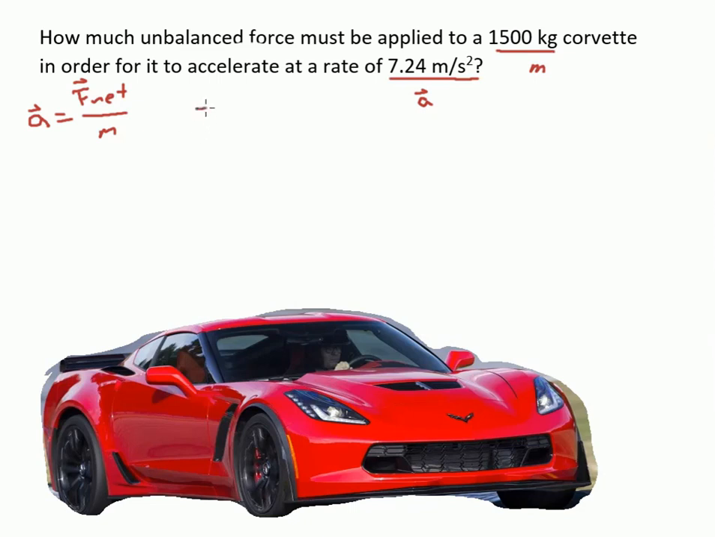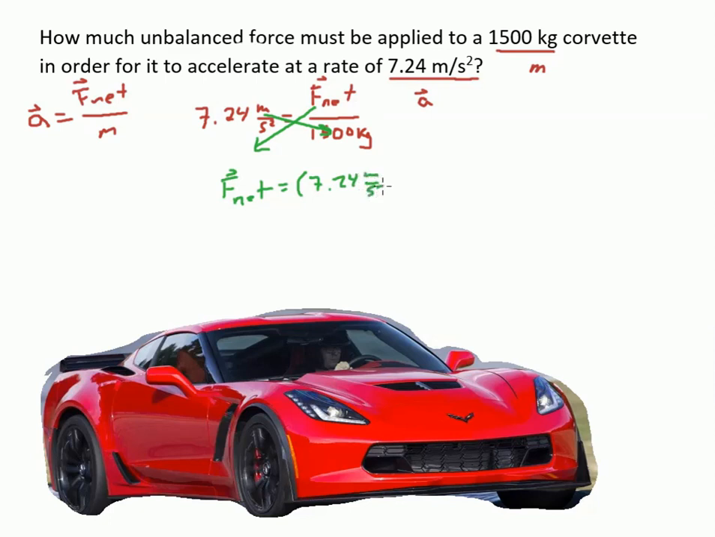So we'll just go ahead and plug in 7.24 meters per second squared equals, we're still unknown, is net force, and we know the mass is 1,500 kilograms. So let's just do basic cross multiplying. Net force times 1 equals 7.24 meters per second squared times the mass, 1,500 kilograms.